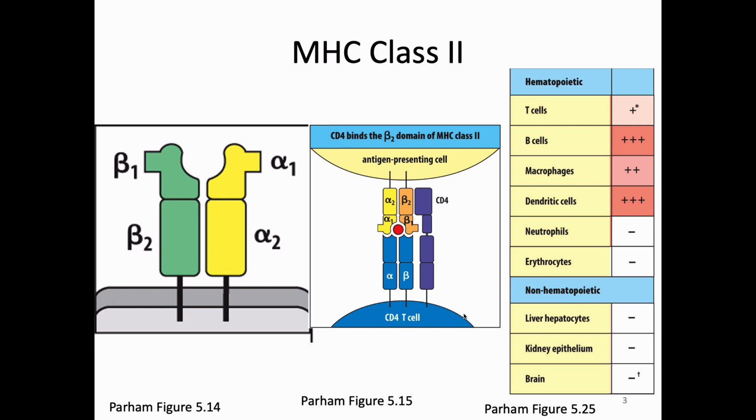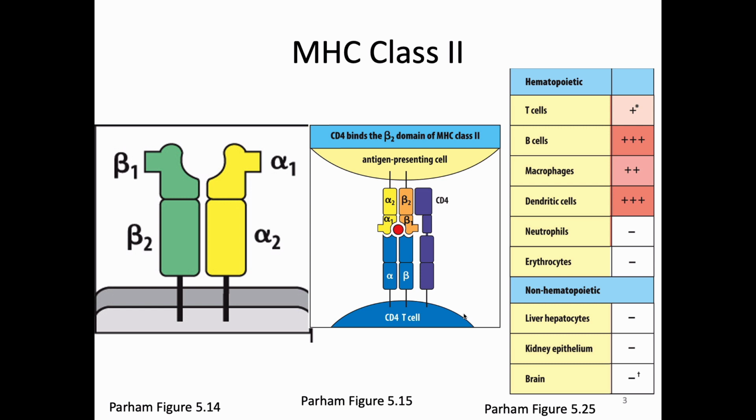So we don't really have the class 2 folded correctly unless it has a peptide in its cleft, just like with class 1. And remember that class 2 plus peptide is an incredibly stable molecule. It is known biochemically as being SDS stable. SDS is a typical way that we denature proteins, and it does not denature this complex. So this is a very, very stable complex that is going to come up later.